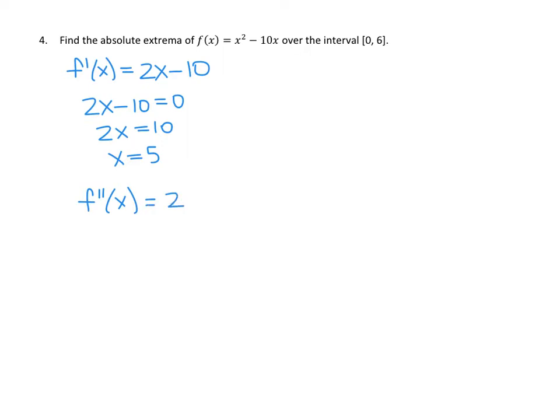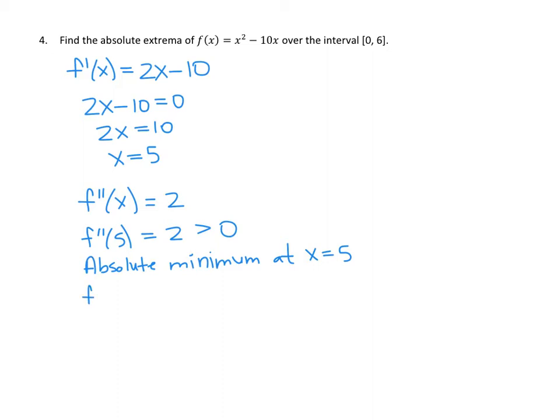Therefore, when we plug our critical value 5 into the second derivative, we get 2, which is greater than 0. So since our second derivative is positive, we have an absolute minimum at x equal to 5. To find what the absolute minimum value is, we can plug 5 into our original function. So we take f of 5, which is equal to 5 squared minus 10 times 5. So we get negative 25 as our absolute minimum value.